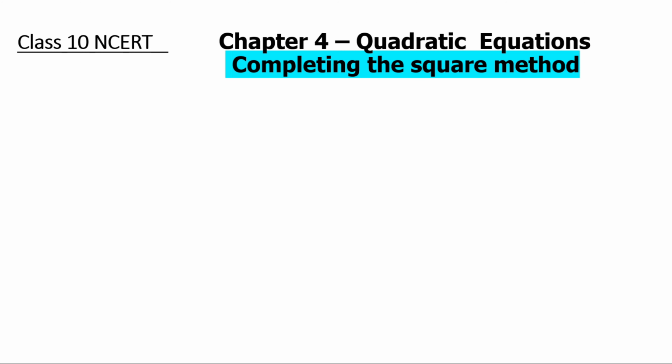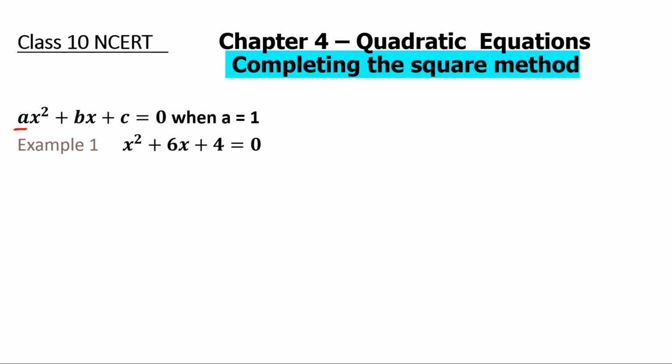Hello everyone, in this video we shall learn how to solve quadratic equations by completing the square method. So let's see the first example. Let's say the equation is in the form of ax squared plus bx plus c equals 0 when a equals 1. That means the coefficient of x squared is 1 and no other number. In that case, how do we do it?